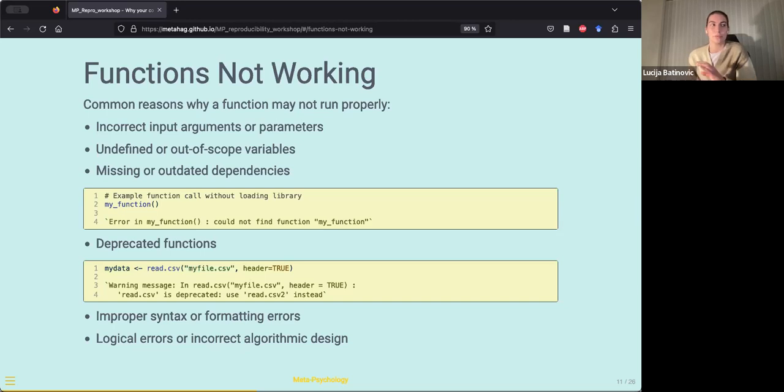It's often something that might be because there's a missing or an outdated dependency. They don't name the packages that they have used. They use undefined or out of scope variables. They don't correctly put the arguments or leave them out when they send them in. And then some of the functions just stop working because the packages are no longer maintained.